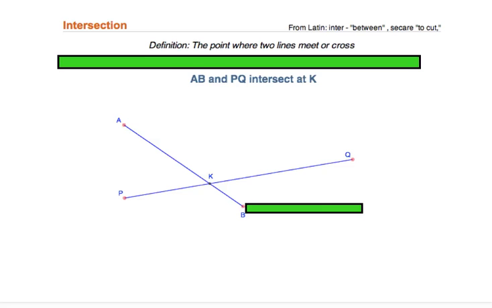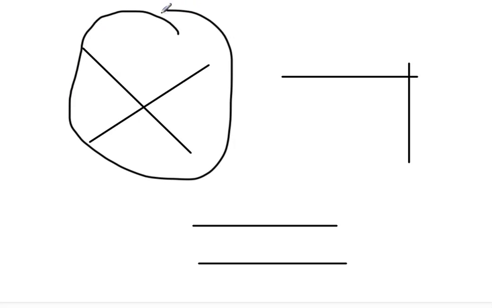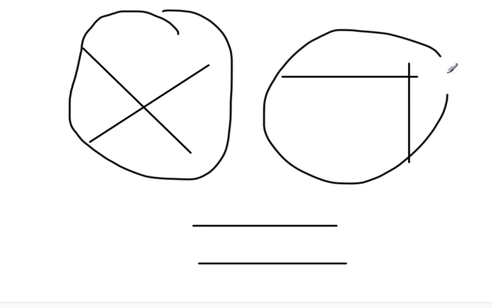Let's take a look at our next picture. I've got three sets of line segments. Think to yourself, which ones have intersections? If you said this one and this one, you are correct. The point where they intersect is right here and right here.